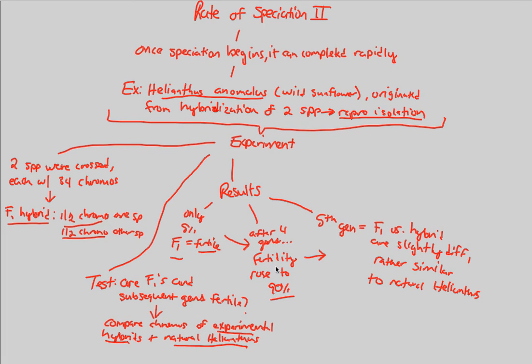So originally this F1 hybrid deviated so much from our parent population, but after 4 generations our fertility rose all the way to 90%, and by the 5th generation you could easily say that we have a completely new species altogether, because we have reproductive isolation from that F1. The F1 only has 5% fertility and this has 90%. That is a huge difference, and thus we have essentially created a new species.